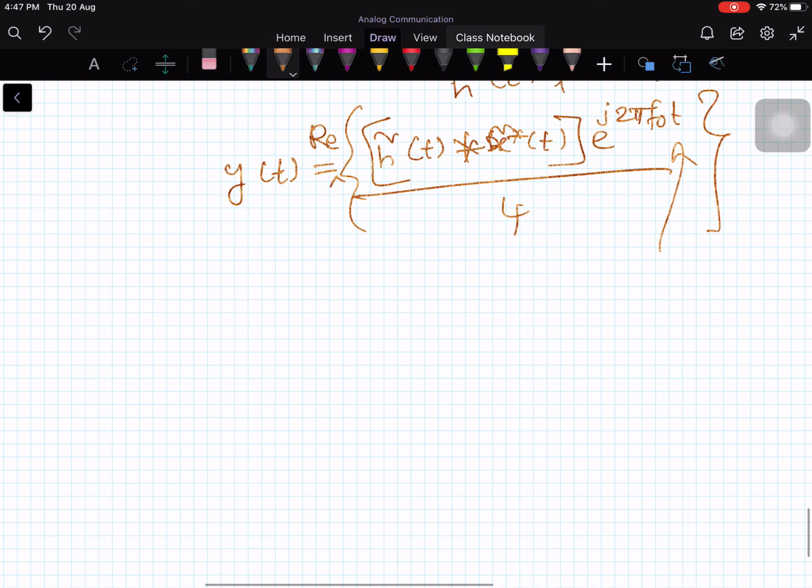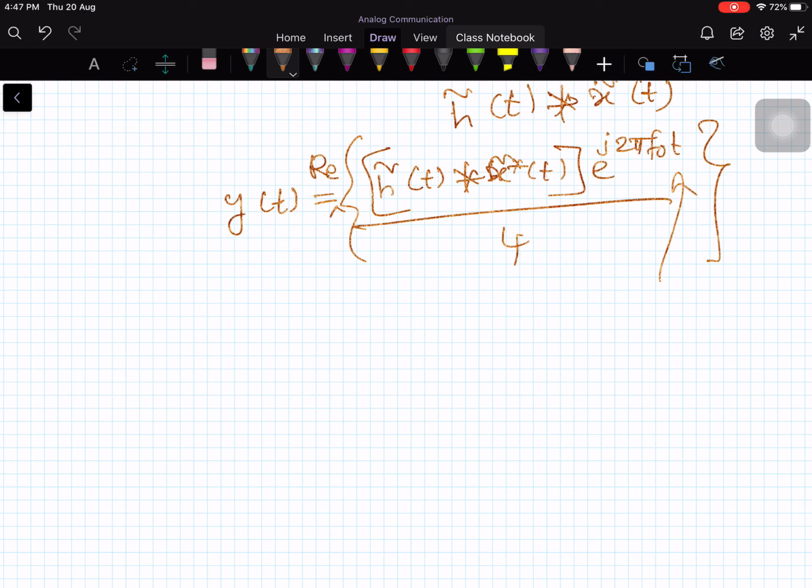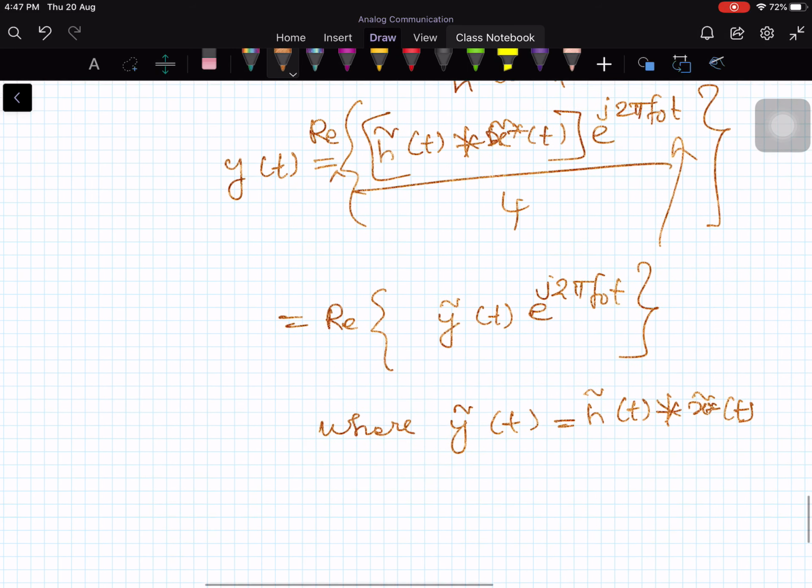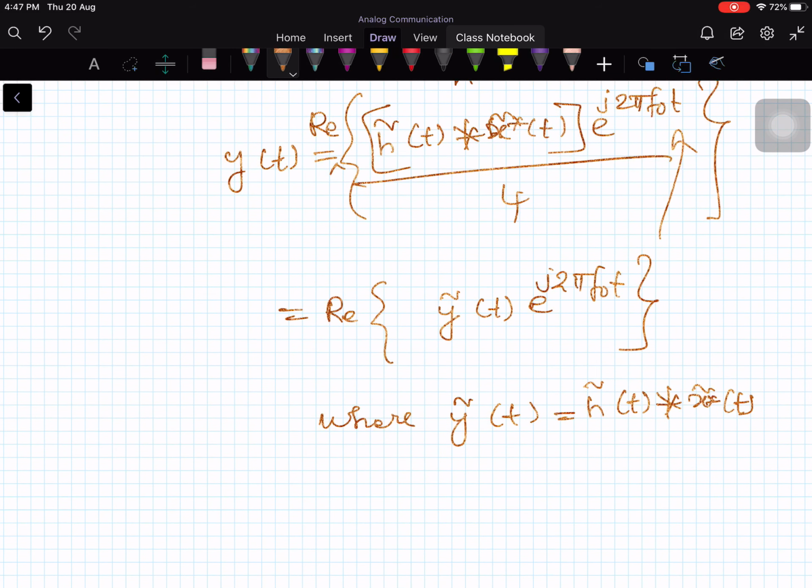So now let me define the real part of that as, let us say, y tilde of t times e to the j 2 pi f naught t, where y tilde of t is equal to h tilde of t convolved with x tilde complex conjugate of t. So this is a result which has been a lesson for us.